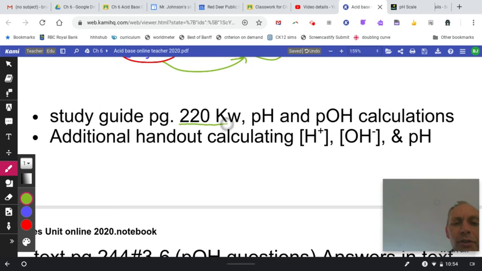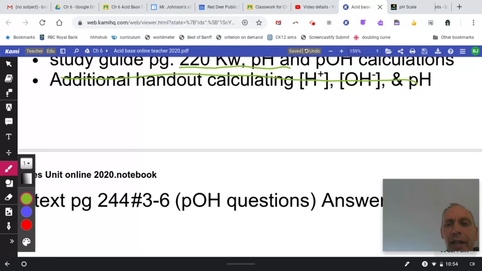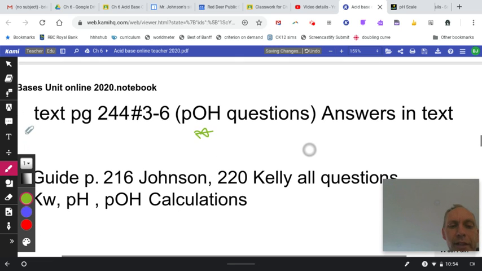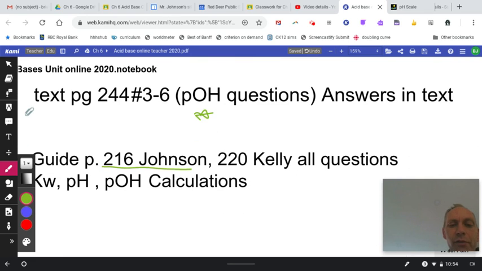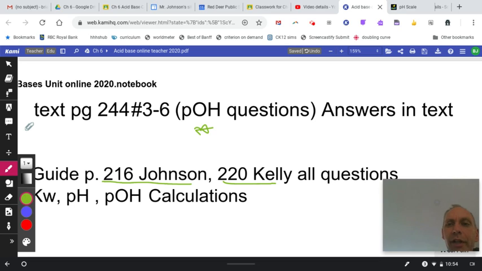This is a tricky page. I'm going to put the answers on Google Classroom for you to check as you work through them. These are challenging, and these are the types of questions you're going to see on your quiz tomorrow to wrap up this week's work. And I don't have this one because I usually hand that out in class, but there's these as well. Okay, so textbook page 244, 3 to 6, and study guide page 216 for me, page 220 out of Kelly's. Okay, make sure you get a whole bunch of that done as much as possible so that you're ready for your quiz next class.